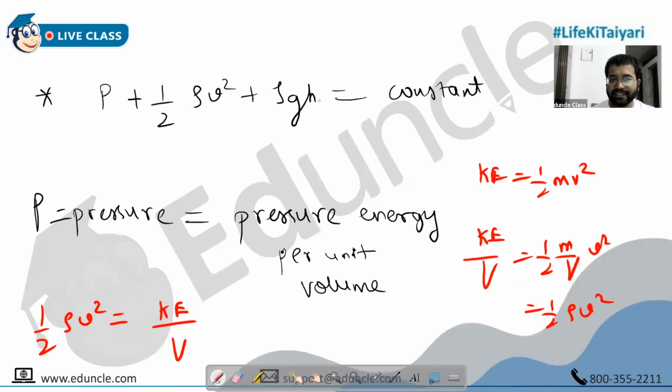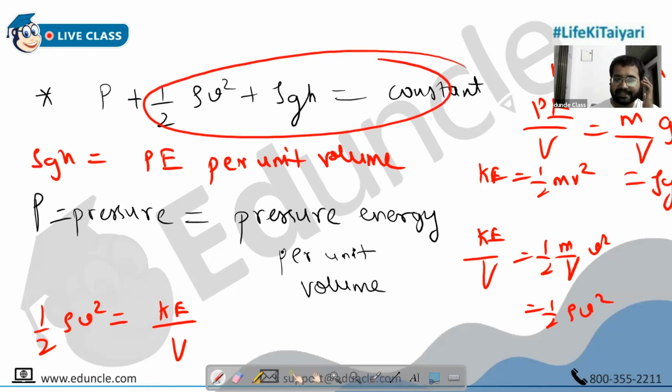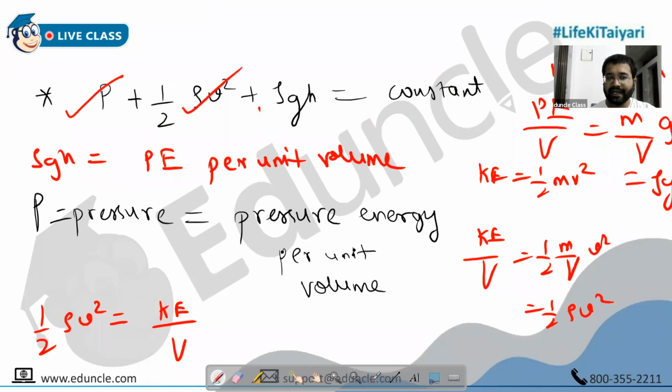And rho g h is potential energy per unit volume. Because potential energy is m g h. If you calculate potential energy per unit volume, it is mass upon volume times g h, which is again rho g h. So basically this is conservation only. Pressure energy, kinetic energy, and potential energy per unit volume are always constant. You can throw volume on that side. Basically pressure energy plus kinetic energy plus potential energy is a constant. Make a note.